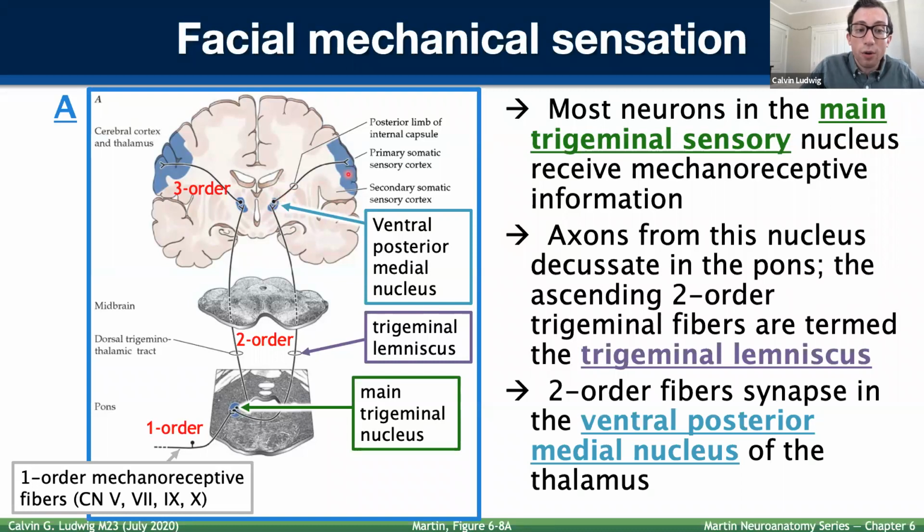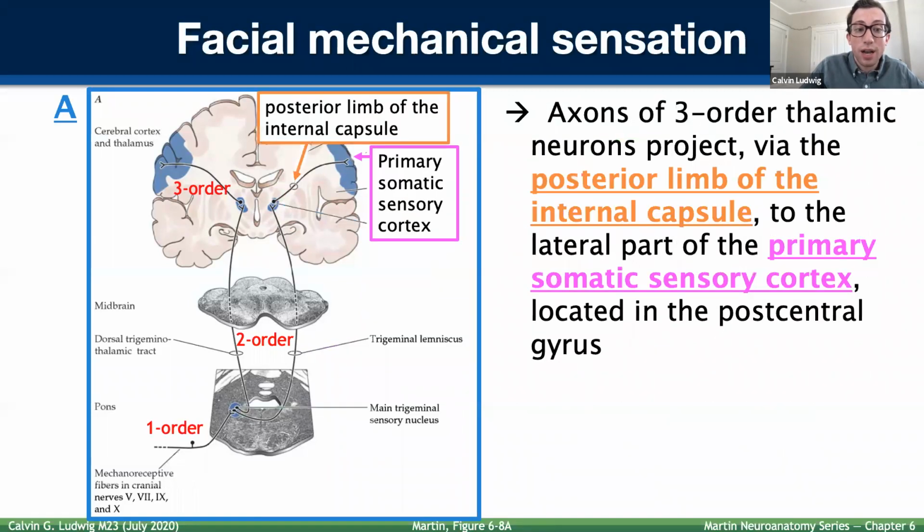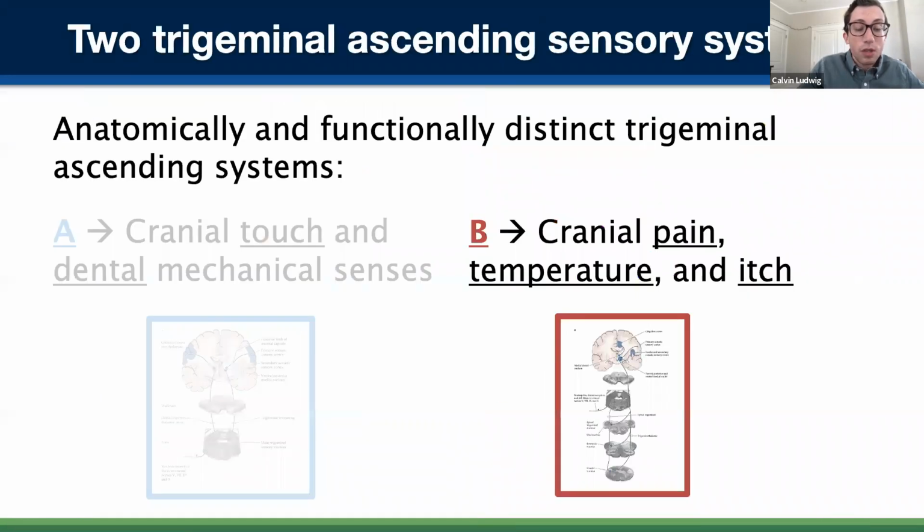And then the third order neurons I have here in Dunkin' Donuts colors, in orange. So these axons of third order thalamic neurons project via the posterior limb of the internal capsule, this tract here between the thalamus and the primary somatic sensory cortex, which I presented on in chapter 1, and that's located in the post-central gyrus. Okay, so that's the first pathway, A.